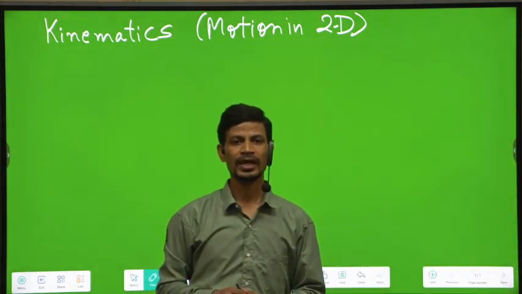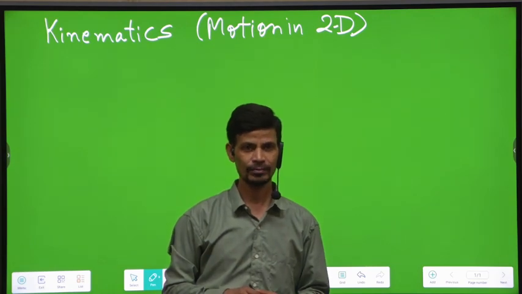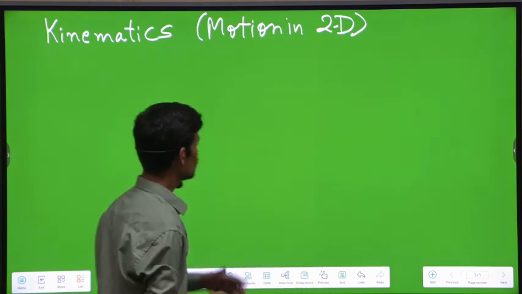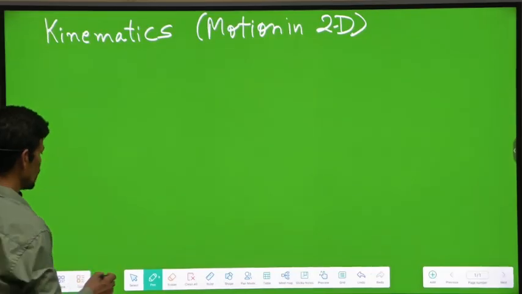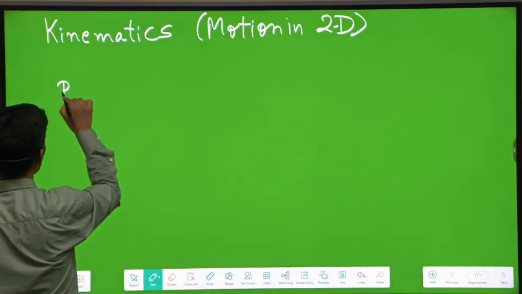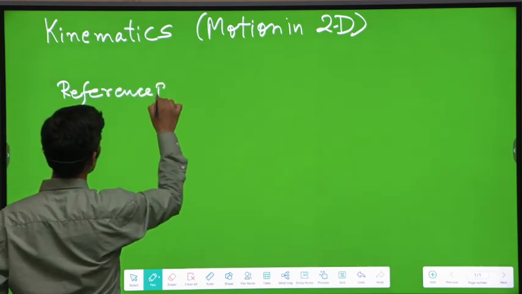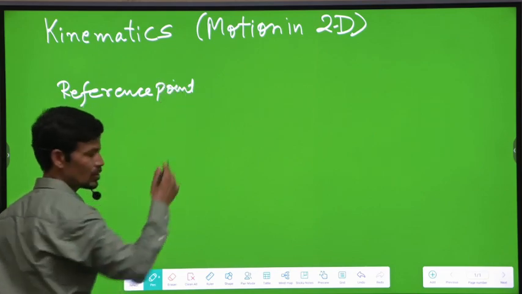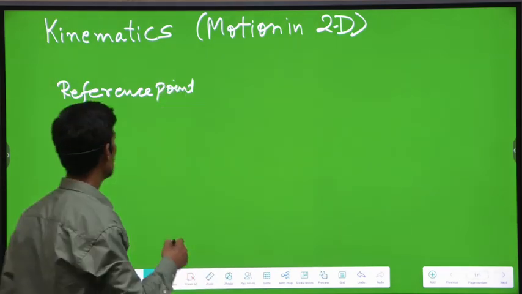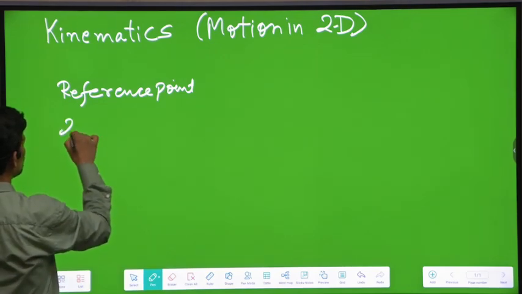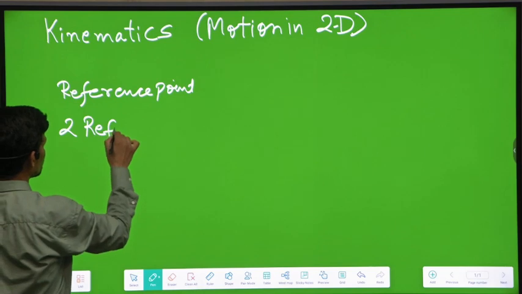Hello, kinematics, motion in two dimensions. So, in order to study motion in two dimensions, we require a reference point, which we also required in motion in one dimension. And we require two reference axes.